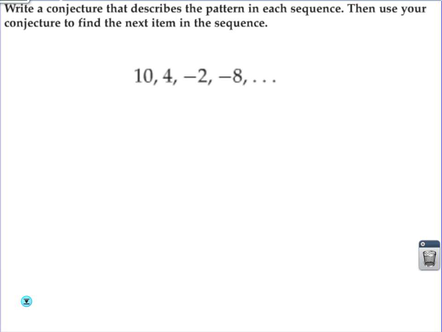Same thing, 10, 4, negative 2, negative 8. How many are we going down each time? 6, so that'd be negative 14 would be next, negative 20, negative 26. Okay. Conjectures.